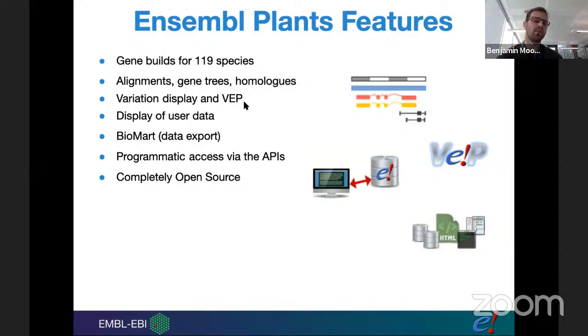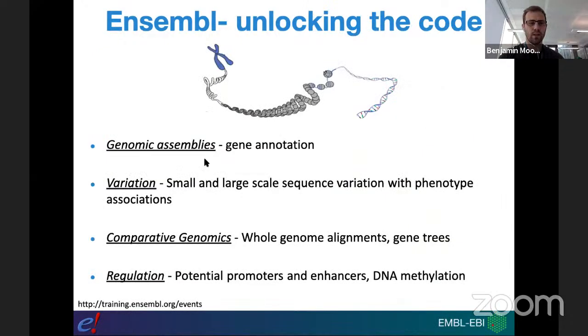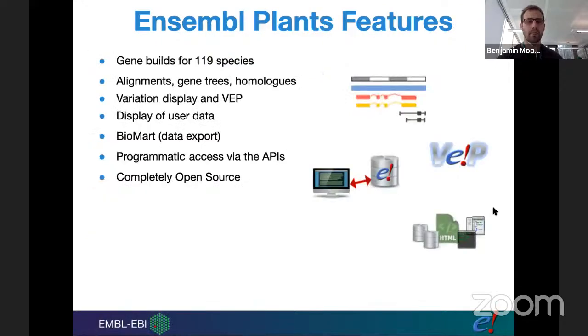For plants, it's important to notice here that we don't provide any regulatory data for plants. As I mentioned on the previous slide, we have this annotation of regulatory features, but this is only available for human and mouse at the moment. So we don't have any regulatory feature annotation for plant species because the data is not available for us to perform that annotation.